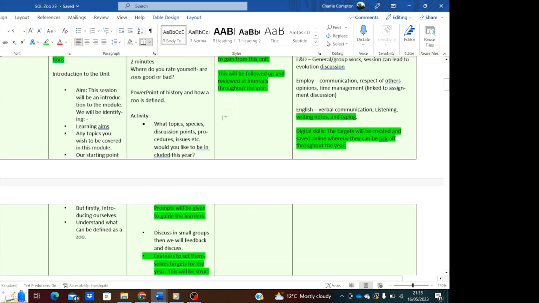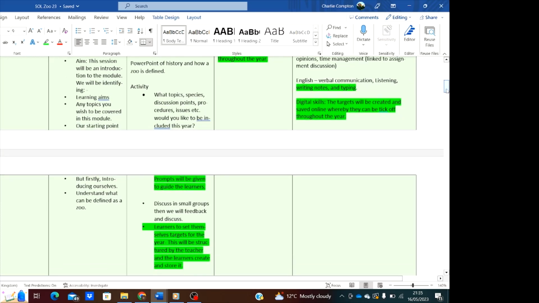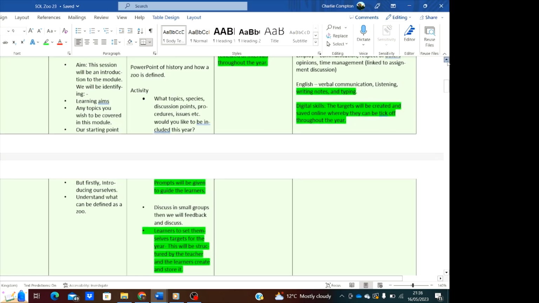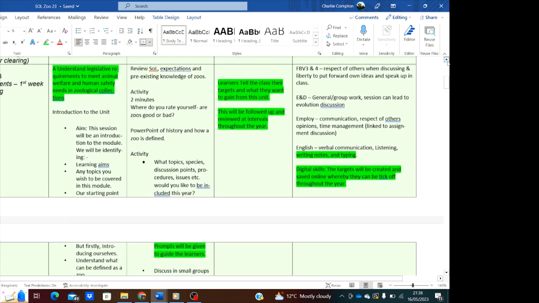So we will be having a look at the starting point, and then what I've added to this is the learners create a target list for them. So they're going to set themselves targets. They will be structured by the teacher, because as you probably know, students do find it a little bit difficult to get some ideas of what they want to achieve, and obviously if they don't know what they want to achieve because it's all new, you kind of need to give them some prompts. So that will be related to the learning aims. They will be followed up at intervals throughout the year, so that's where we get our review on that one.